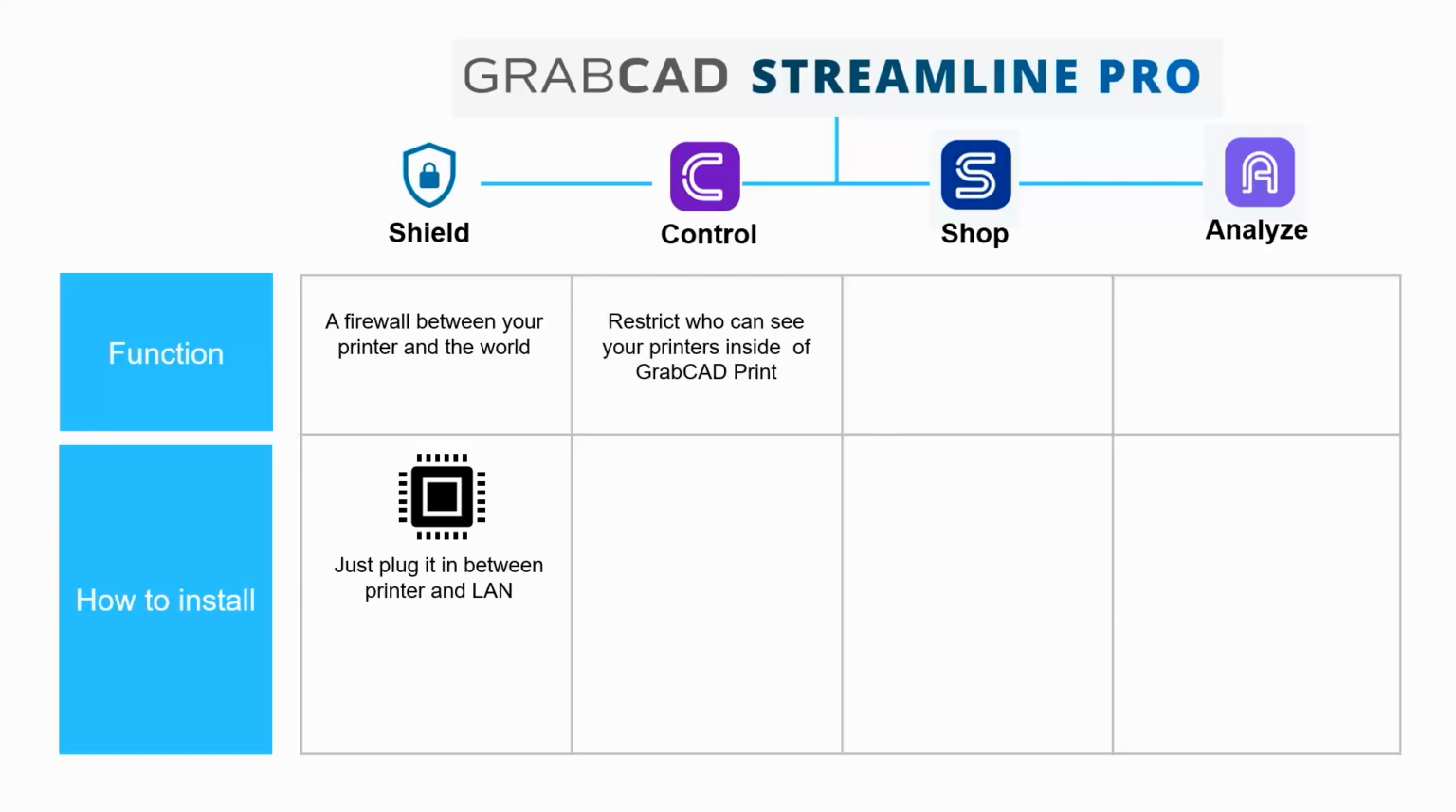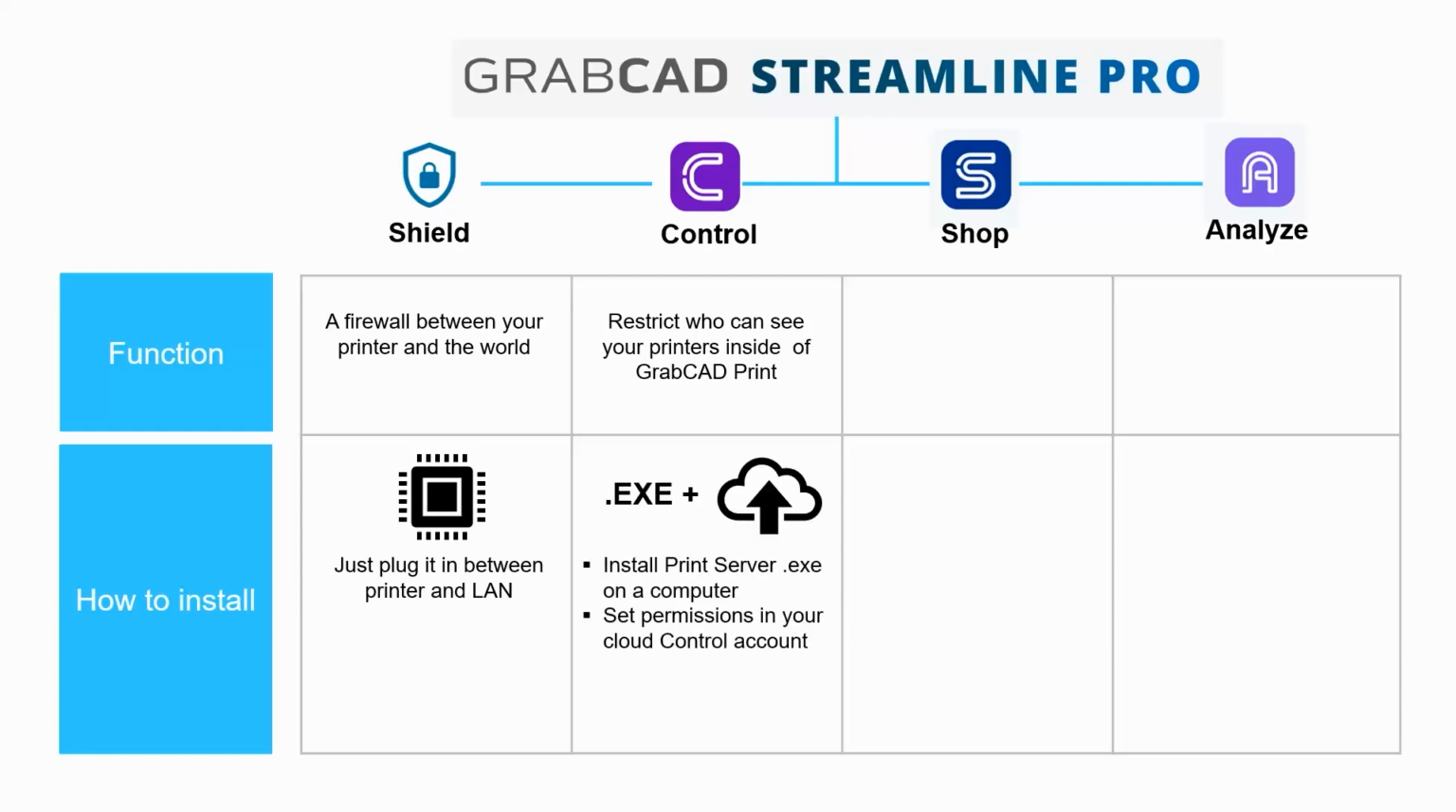Control is a way to restrict who can see your printers inside of GrabCAD Print. The way to install it is you put an exe on site to connect your printers to the cloud, and then you go onto your cloud account to restrict your access by email address.